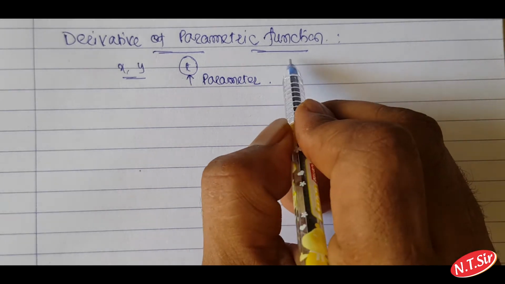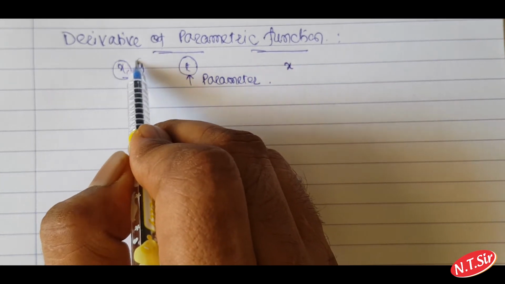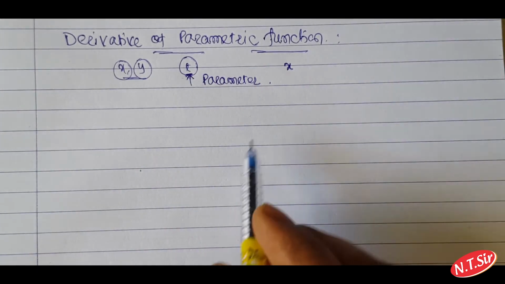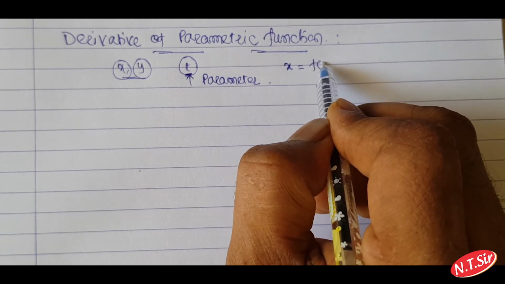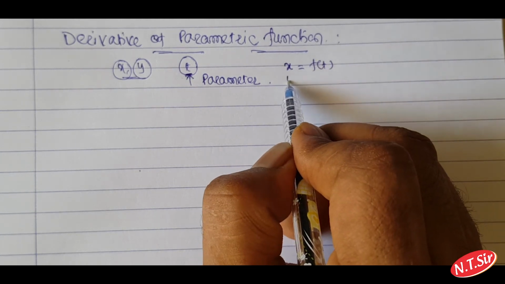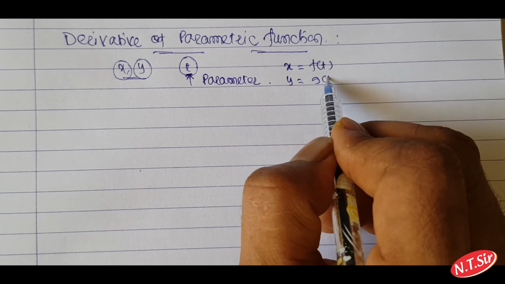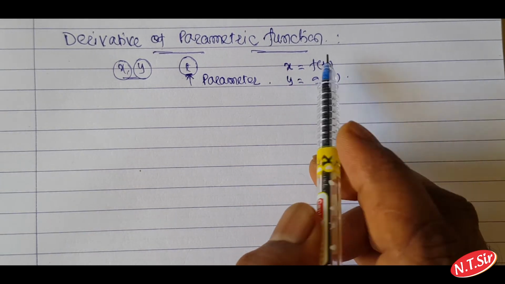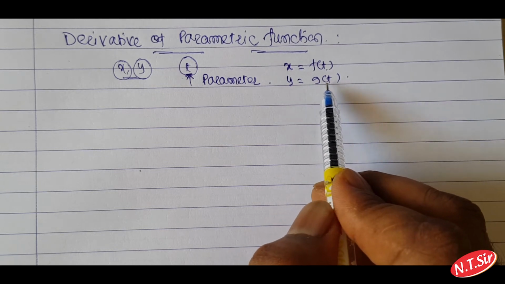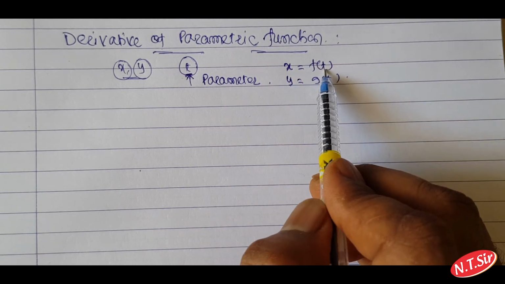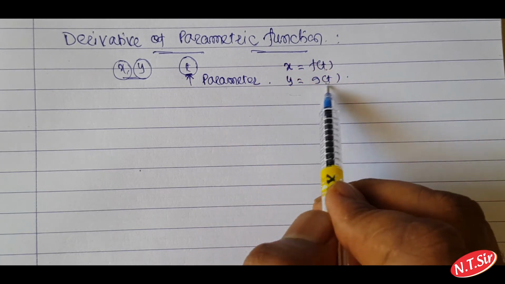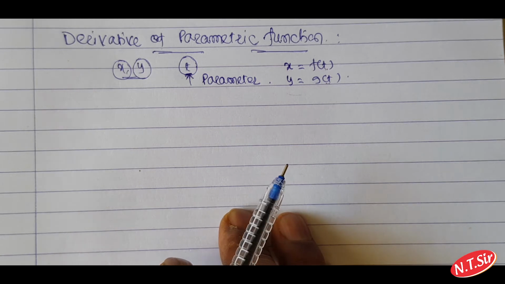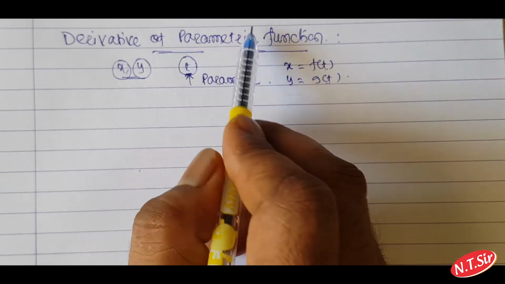Because x and y are functions of another variable, x is equal to f of t and y is equal to g of t. So x is a function of t and y is a function of t. Then this t is called a parameter, and this type of equation, x is equal to f of t and y is equal to g of t, is called a parametric equation.